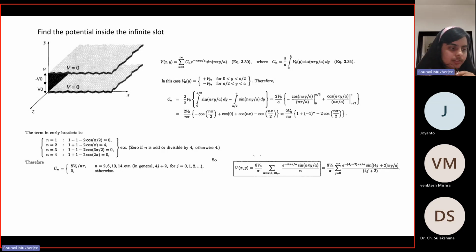So basically, you understand the process of how to solve such kind of Laplace equation problems for rectangular coordinates, right? Any confusion here?